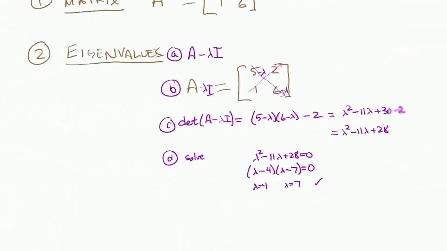That was step 2. Okay, there's a third step. Step 3, and then we'll be done for the day. Step 3 is what are called eigenvectors.